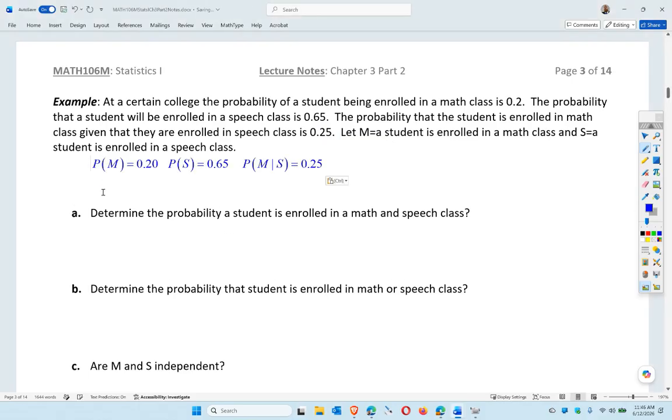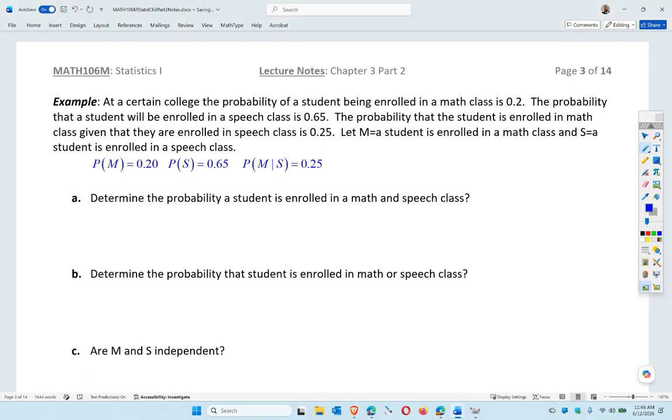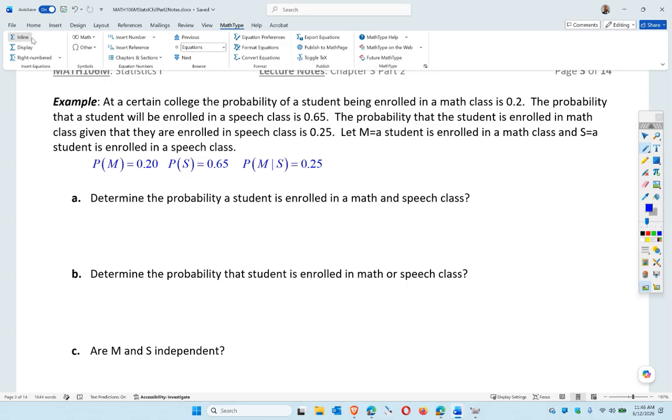So you always want to read the problem first and analyze what the items are. The probability of being enrolled in math given they're enrolled in speech. So that's conditional probability, basically, the condition that they're in speech already. All right, let's determine each of these.